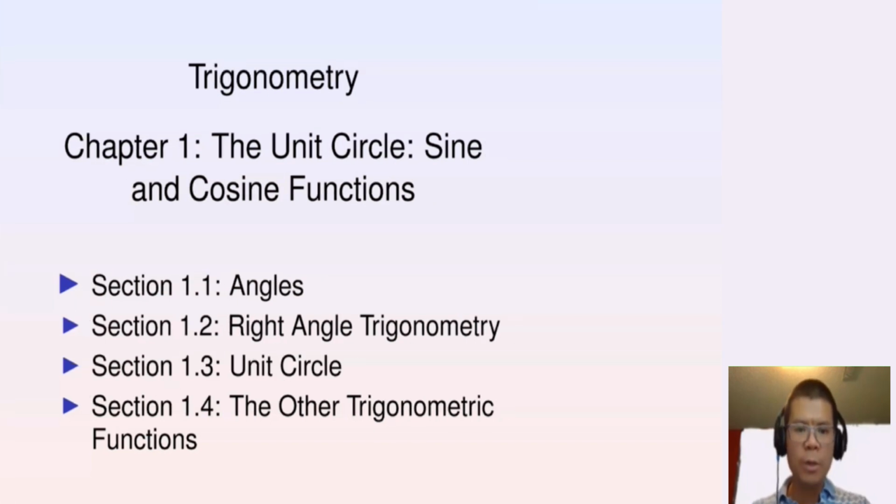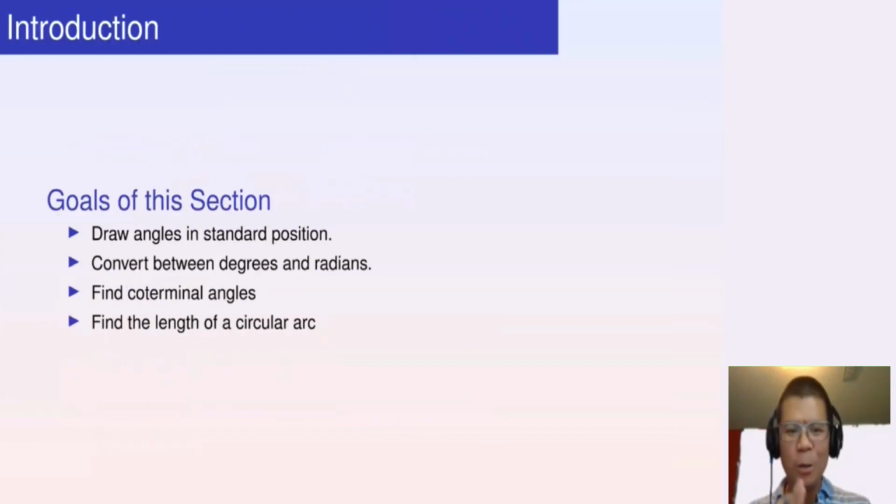So now in chapter 1, we are going to talk about the unit circle and sine and cosine functions. Okay. Now, in section 1, we are going to talk about angles. Many of us may have experienced angles, right? So the goal of this section is how to draw angles in standard positions, convert between degrees and radians, find coterminal angles, and find the length of a circular arc.